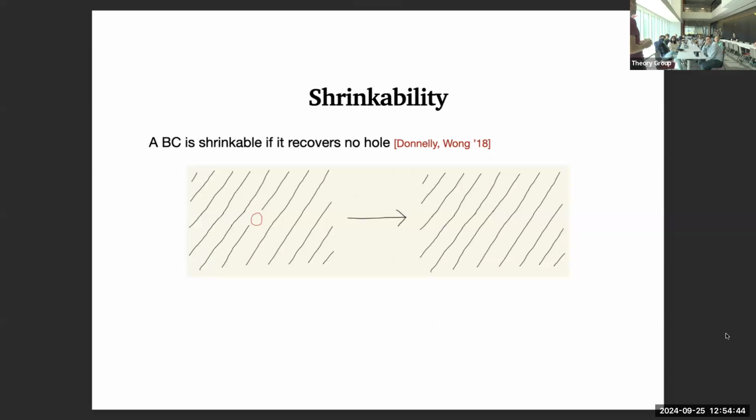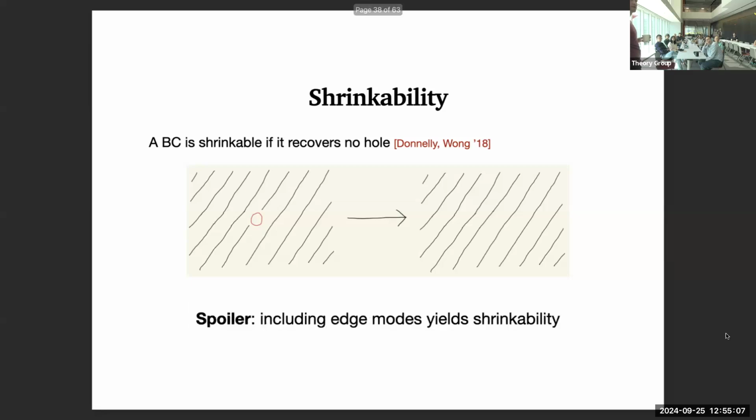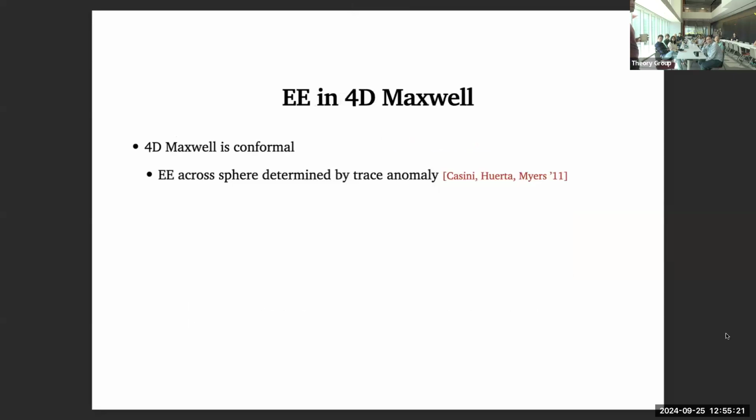And that applies to the partition function and all correlators as well. But in practice, sometimes you can only check the partition function, which is still decently strong evidence that it is a shrinkable boundary condition. Yeah, and spoiler, the key for Maxwell theory will be that we find a boundary condition that includes the edge modes, and that ends up being shrinkable.